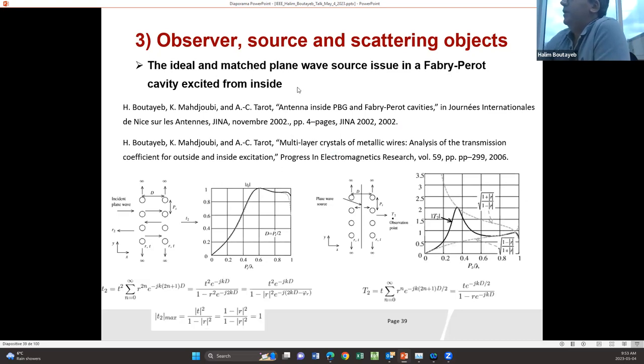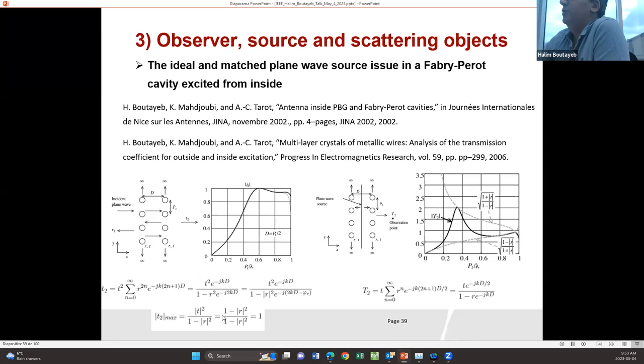During my PhD thesis, I actually worked on the Fabry-Pérot cavity, excited from inside. I had a similar problem about the ideal or matched plane wave source. Here, if we excite the Fabry-Pérot cavity made of a partially reflecting surface, here with metallic wires, we have multiple reflections. The first transmitted wave is T, and then we have a reflection T R squared exponential minus jK2d, etc. If you add all of them, you will get this formula.